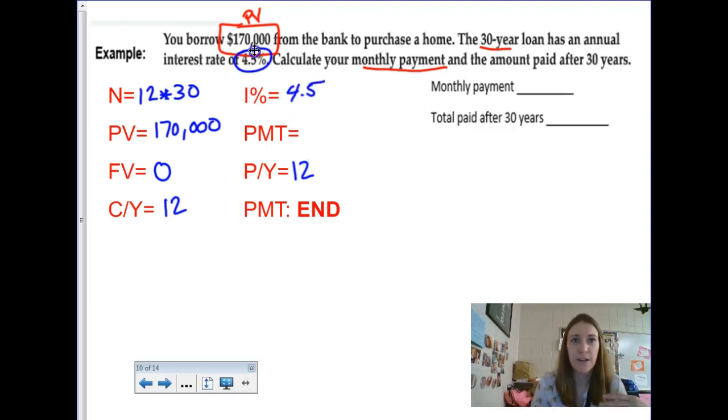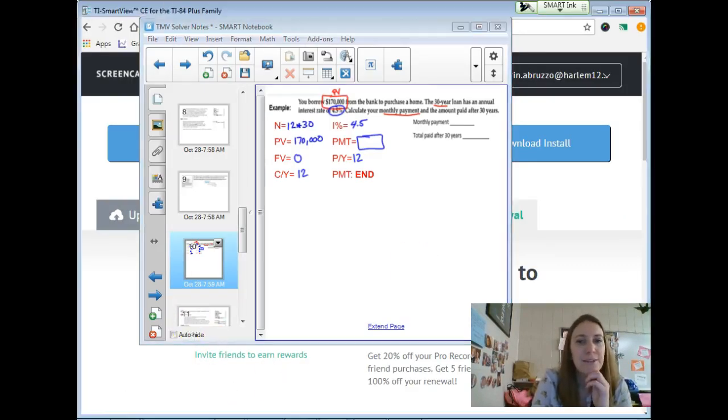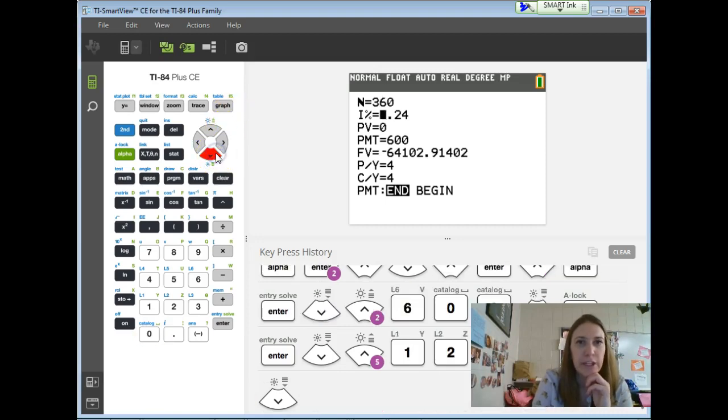I see that right there, and then we leave it as 4.5. The payment is the thing that we are going to be solving. So get this entered into our calculator. Let's see if I can do it without messing up this time. All right. So all the way at the top, it was 12 times 30, which I know I should be able to do in my head, but guess what? I can't. 360. All right. 4.5 is the interest rate.